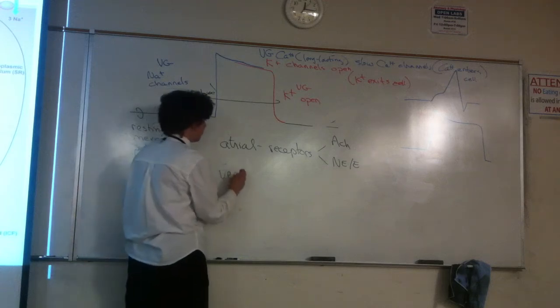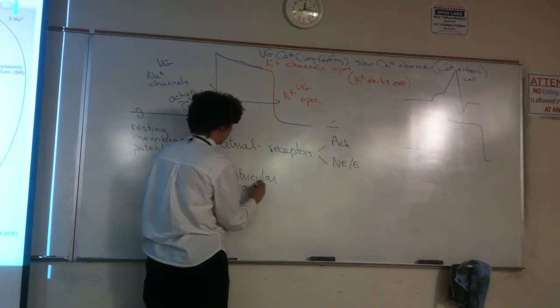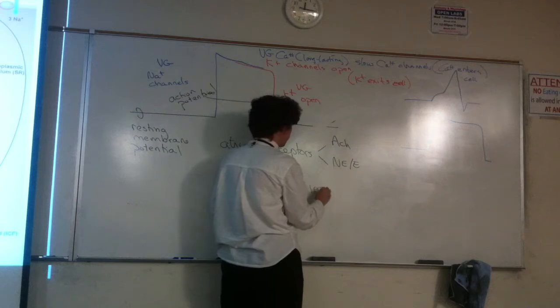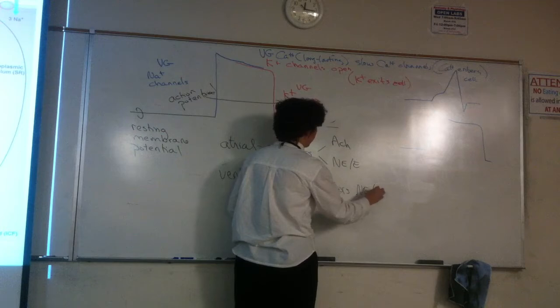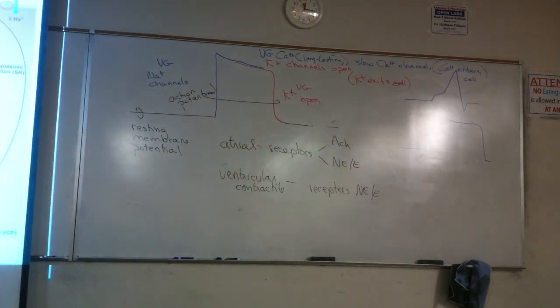With ventricular contractile cells, there are only receptors for norepinephrine and epinephrine. So the parasympathetic system does not have a role in changing the force of the heart's contraction directly. It can slow down the heart rate, okay? But it's not going to make the ventricular muscle contract less effectively.